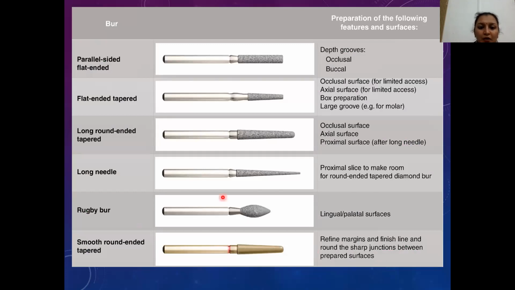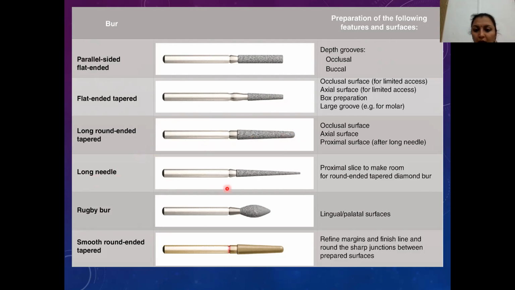These are the various burs which are used. The parallel-sided flat and tapered bur is used to create depth grooves for occlusal as well as buccal surface. Then the flat-ended tapered diamond is used to prepare the occlusal surface, axial surface, box preparation and for large grooves. Then the long round-ended tapered is used to prepare the occlusal surface, axial surface and proximal surface.